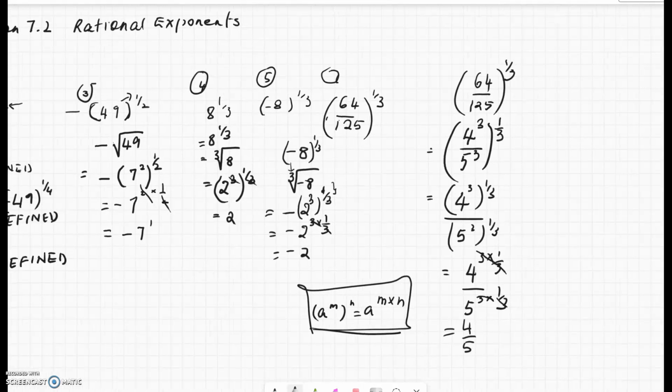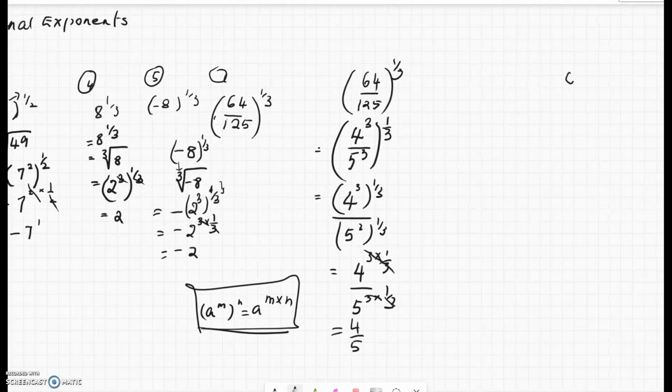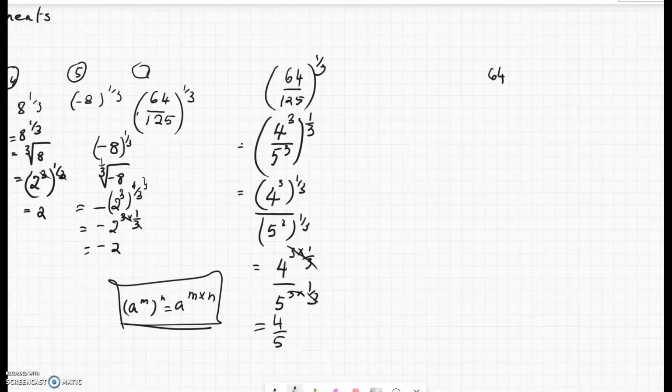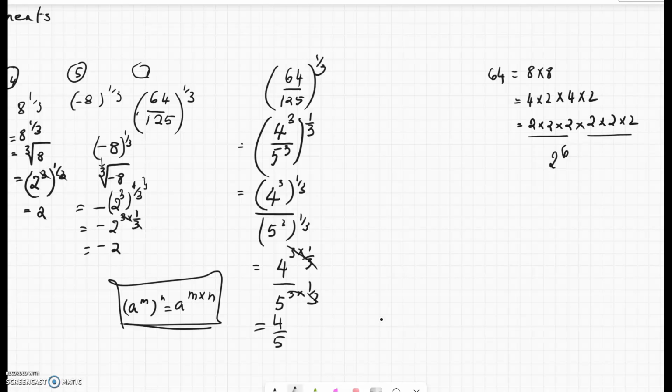Now what if we broke down the 64 completely into its prime factors? 64 to begin with is 8 times 8. We know it's 4 cubed, but let's see if this can be done. Eight is 4 times 2, times 4 times 2, and this is equal to 4 is 2 times 2, times 2 times 2, and then there's another 2, so this is 2 to the 6th power.